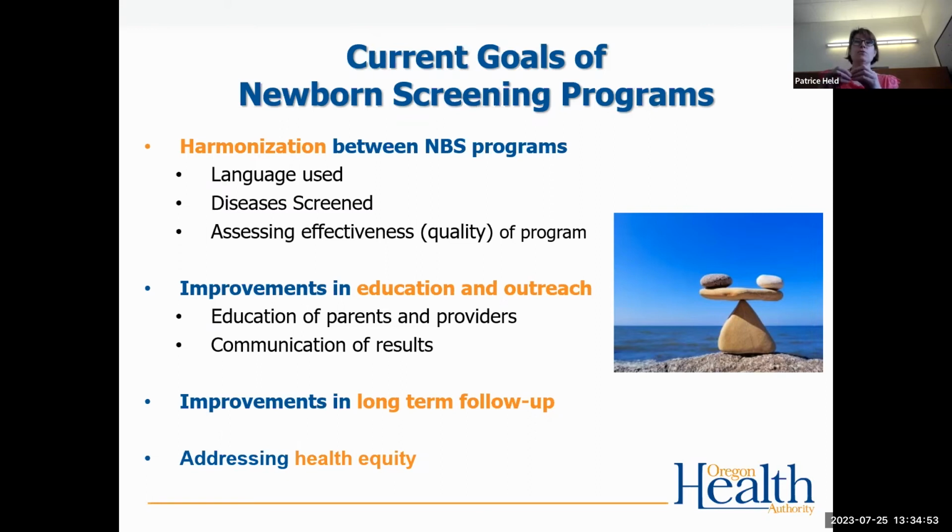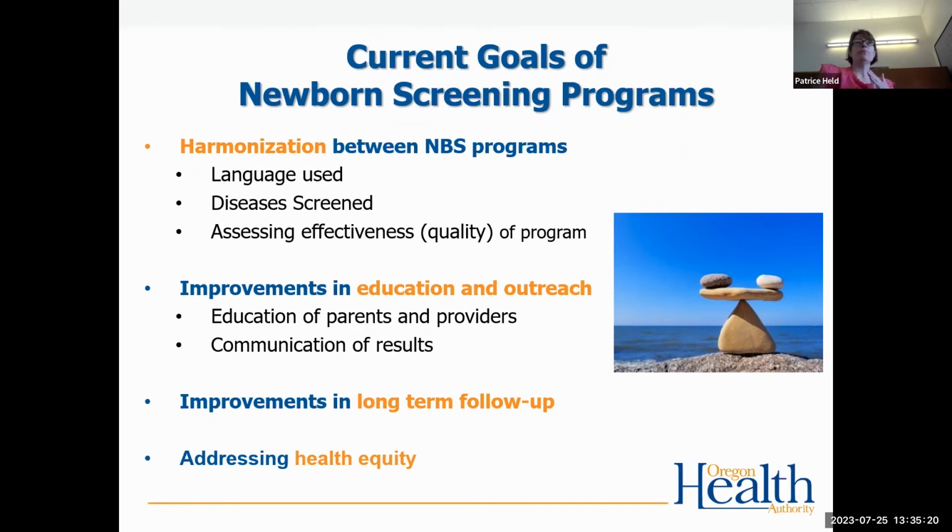Another piece in which we can achieve harmonization is assessing the effectiveness or the quality of our programs. So to basically ensure that every baby, no matter what state you're born in, receives the same quality testing. And we can look at quality indicators to assess that that is actually occurring.